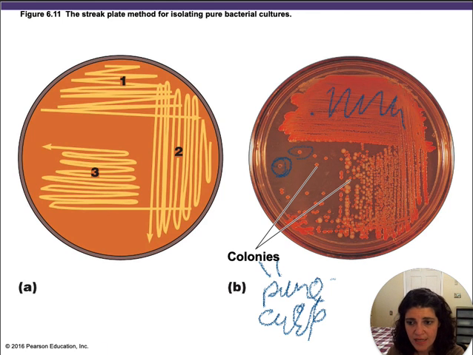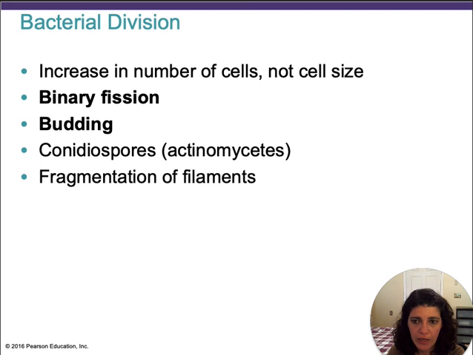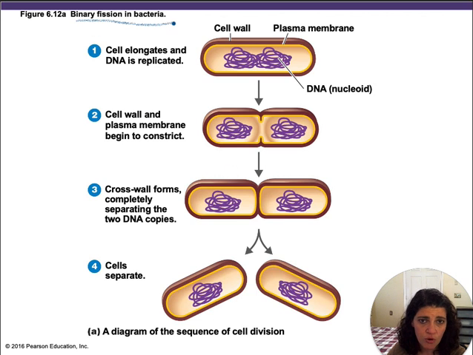A pure culture, that's what that says, okay? Bacterial division, that's the last thing we're gonna talk about here. We have binary fission and budding as ways that bacteria grow. A few other bacteria can form spores, which is what you see happening with molds, but not bacteria. But there is some type of bacteria that are gram-positive that can grow as conidiospores, which is something that you see in fungi. So they look like fungi. Fragmentation of the filaments is something that you can also rarely see. So in most cases, you see bacteria growing by binary fission.